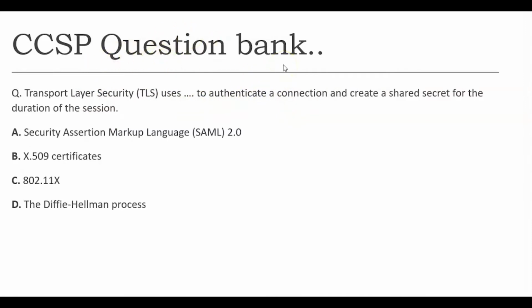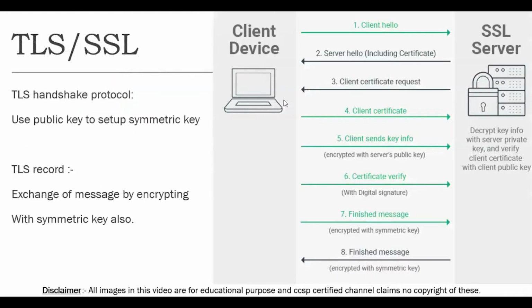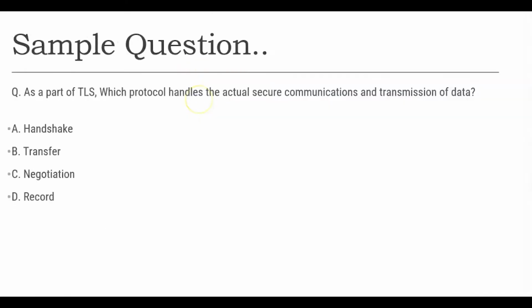This is how the CCSP asks the questions. They have given sample questions, 1000 sample questions. So this is also from the question bank. TLS is used to authenticate a connection and create a shared secret for the duration of the session. So what is used to authenticate a connection? If you see, there is an option that the server has sent a certificate, and that certificate is used by the client to authenticate, because the client has sent a request to the CA, and they have verified the digital certificate, and then they extracted the key from there.